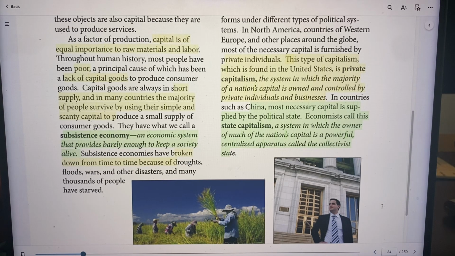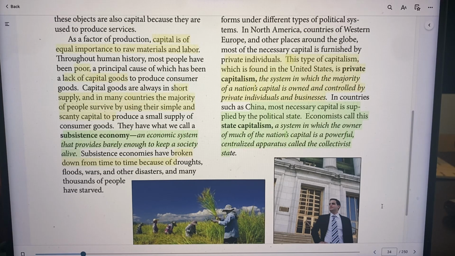Subsistence means they don't have large factories. They don't have a lot of producer or capital goods, capital being those tools that produce. They don't have the tools for farming. The subsistence farmer is just farming in his own garden. They don't have tractors and combines and all these things.